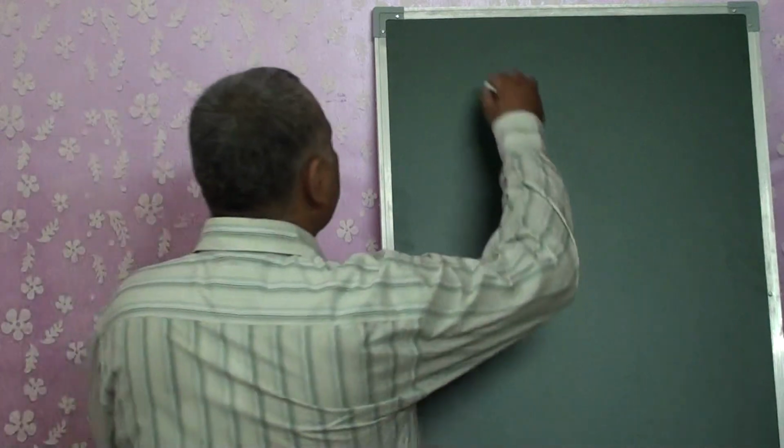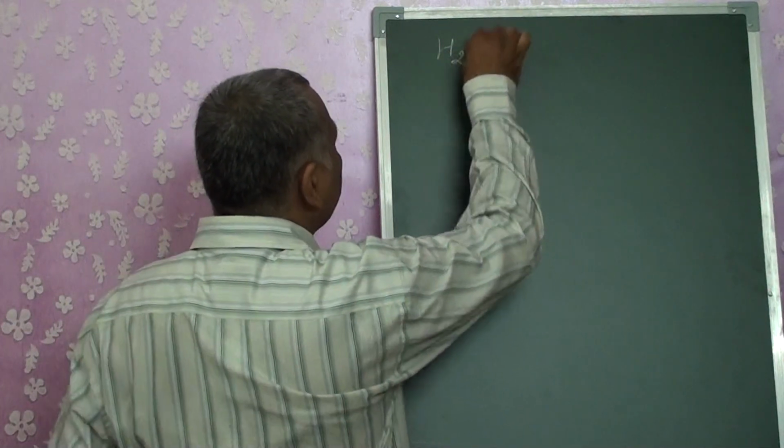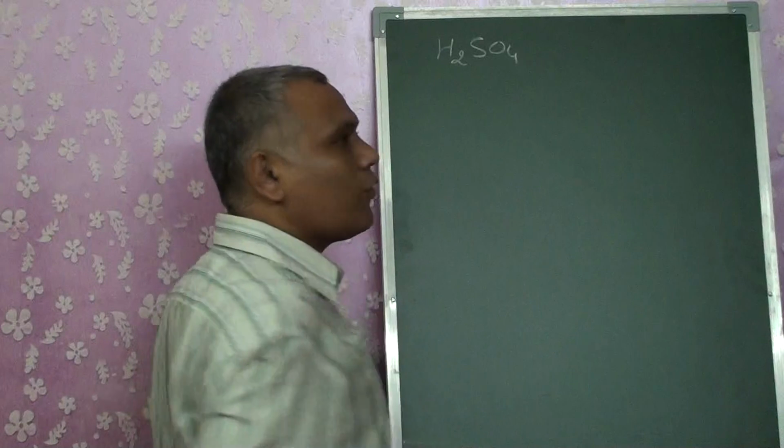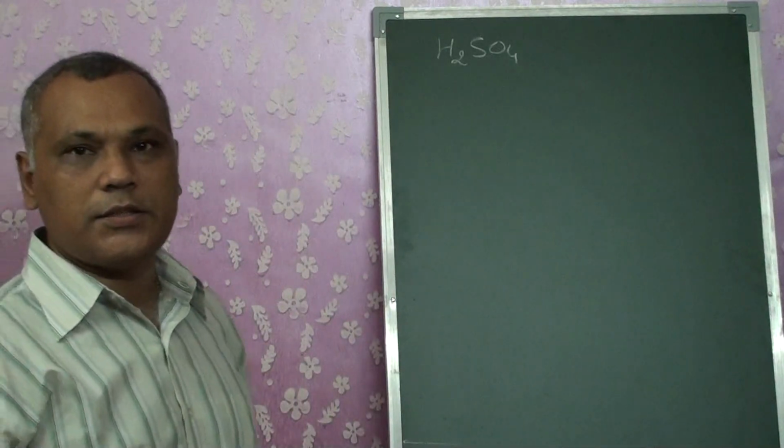What is meant by empirical formula? First of all, you are aware of what a molecular formula is. When we have any compound written in the form of the symbolic atoms forming the compound, it's known as a molecular formula. For example, you know it, H2SO4 is the molecular formula for sulfuric acid.